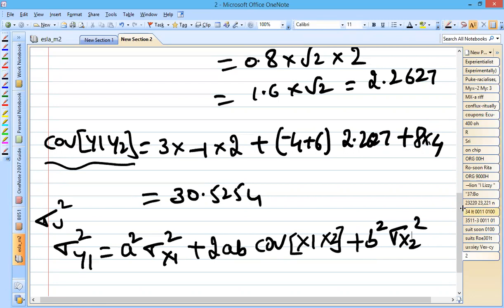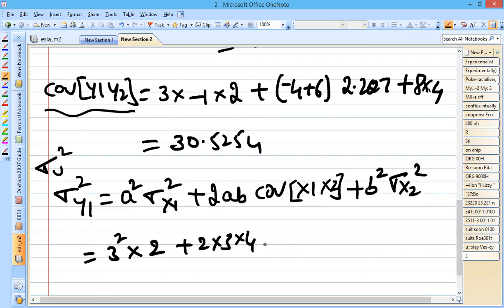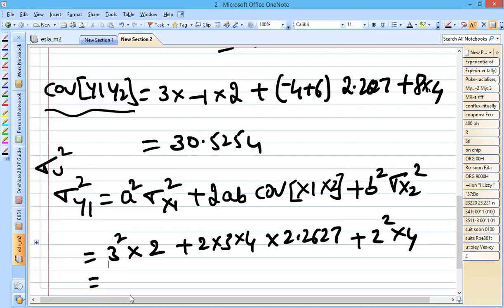You know all the values, so substitute. a is 3, so 3 square into sigma x1 square, which is 2, plus 2 into 3 into 4 into covariance of x1 x2, which is 2.2627, plus 2 square into 4. Substituting and simplifying, what do you get? How much does sigma y1 square come to? You need to keep a calculator with you while solving the problem.